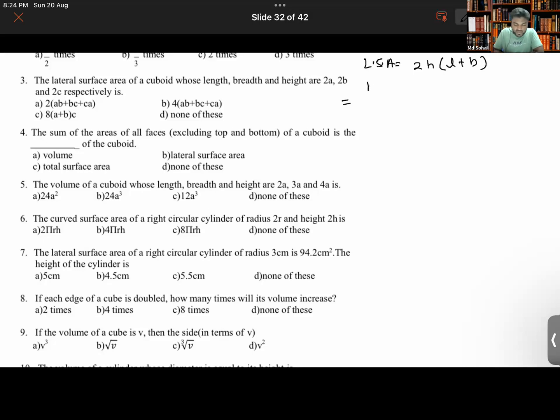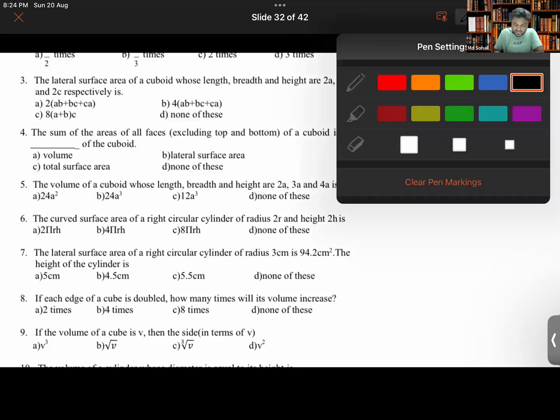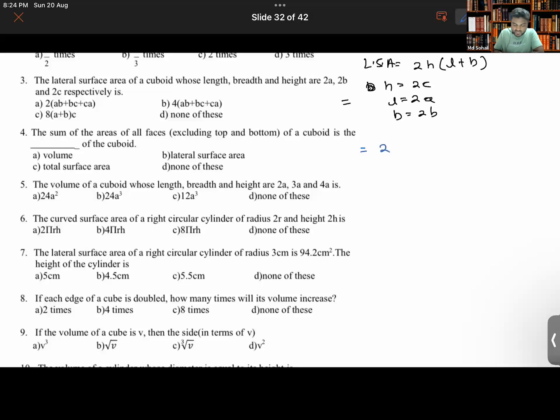So here, let's write the respective things given here. Height is 2c, length is 2a and the breadth is 2b. Just put them in the formula. There's going to be 2 multiplied by 2c, then length plus breadth, that is simply 2a plus 2b. So it's 4c into 2a plus 2b. Further, you will also be multiplying it. So it will be 8ac plus 8bc. So this is the required answer.